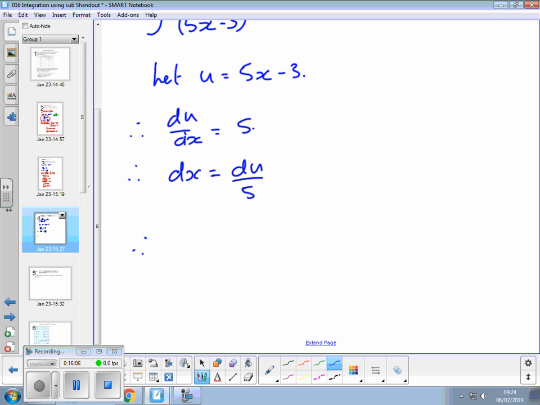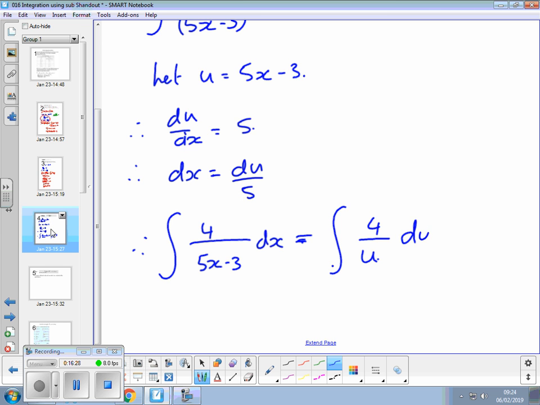Therefore, the integral of 4 over 5x minus 3 dx can be written out as equal to the integral of 4 over u du over 5.